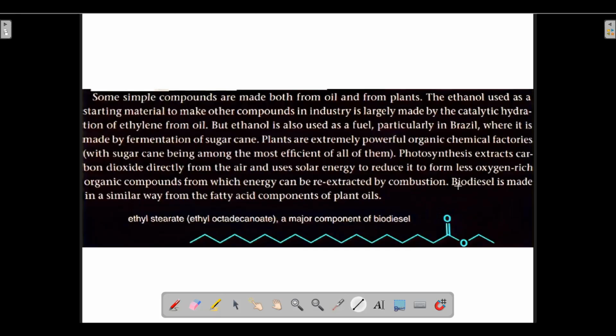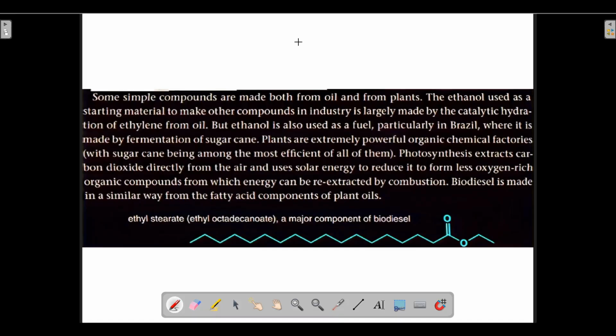Now, how do we obtain biodiesel? Biodiesel is made in a similar way from fatty acid components of plant oils. Plant oils are essential oils of plants, and those essential oils can be extracted from the plant by distillation, acid extraction, or some other process.